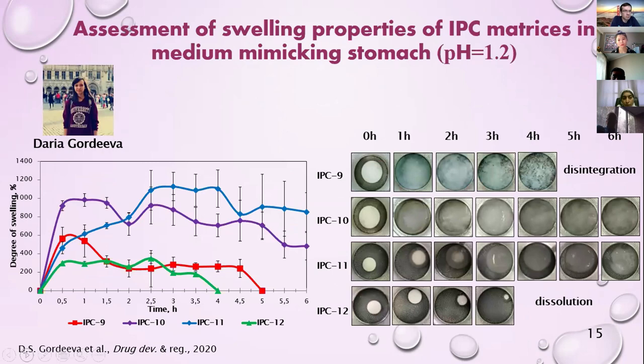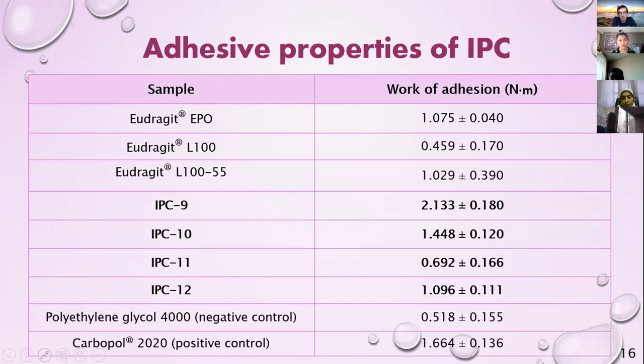And again, first our step was assessment of swelling properties in a medium mimicking stomach with pH 1.2. And as you can see, only IPC10 and IPC11 swell enough and save their shape during all experiments. And then we made an assessment of adhesive properties of interpolymer complexes. As substrate here, we used compacts of mucin.